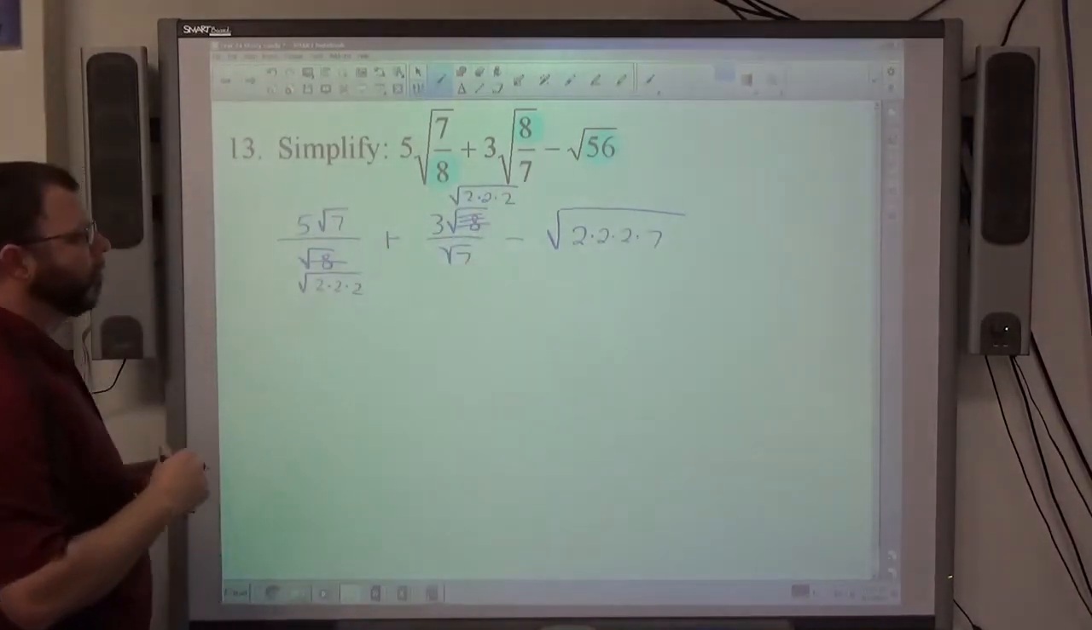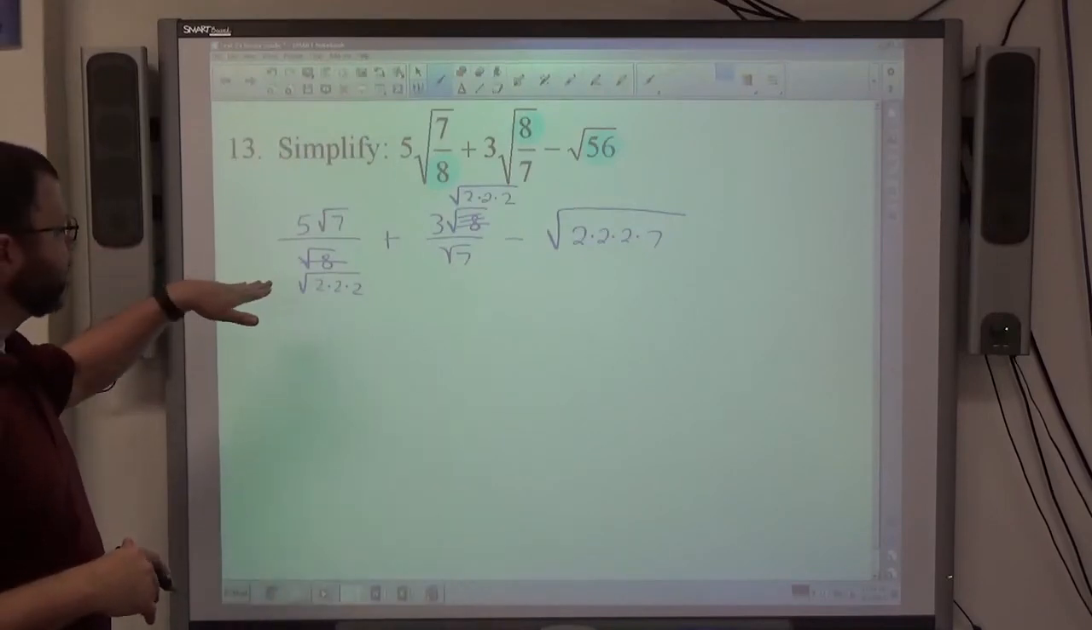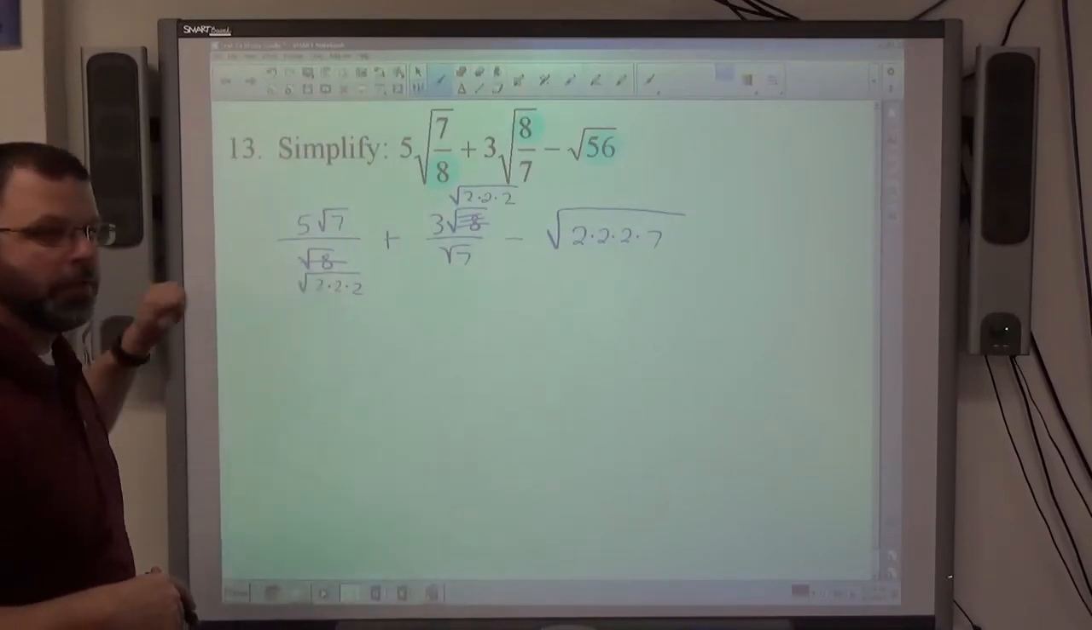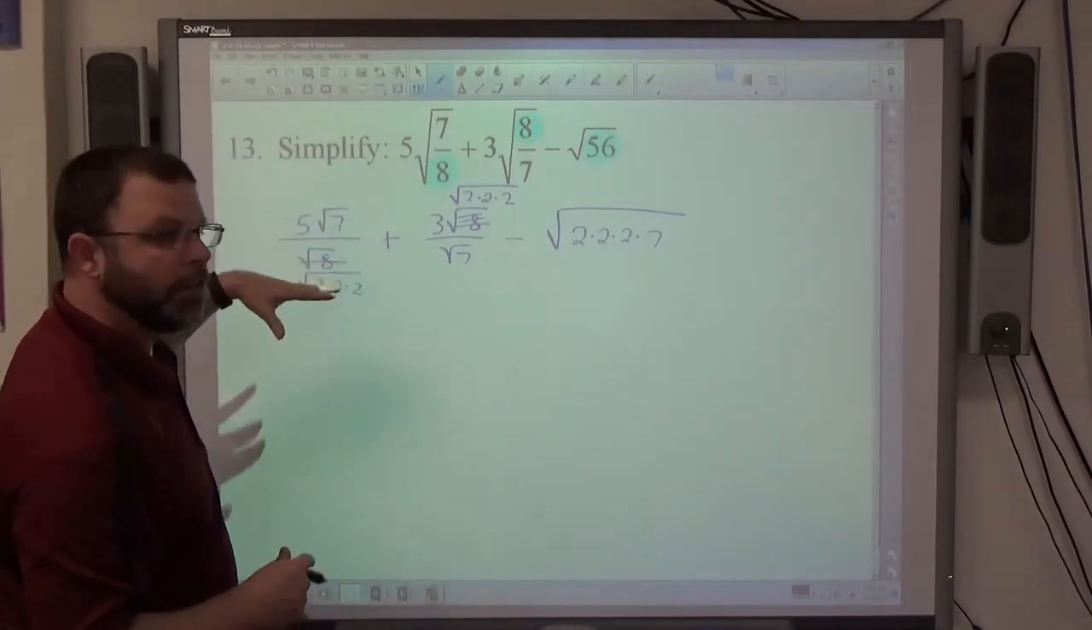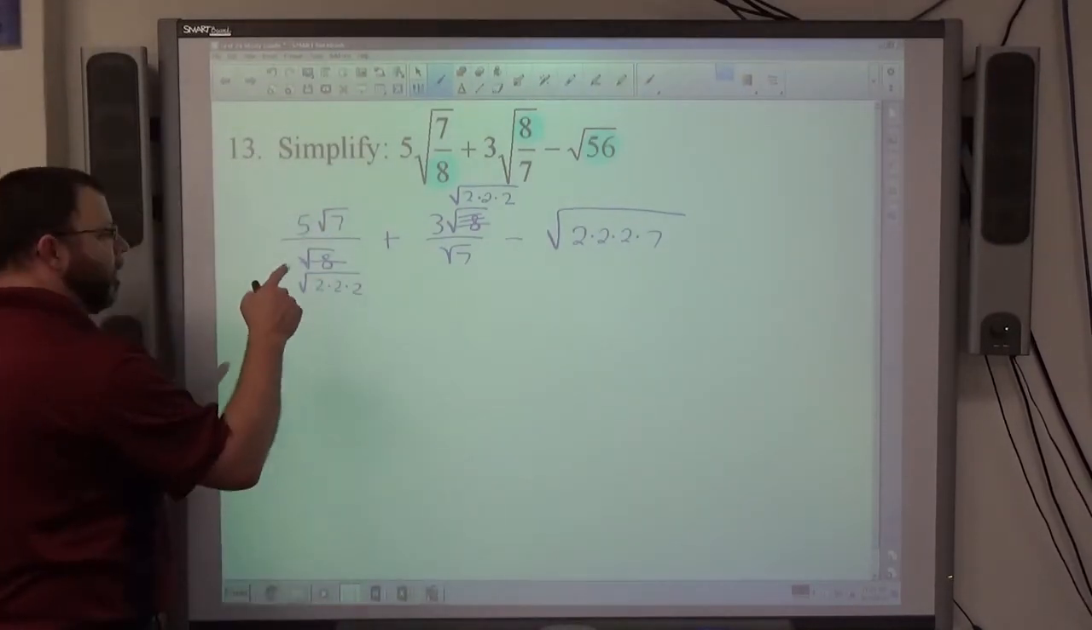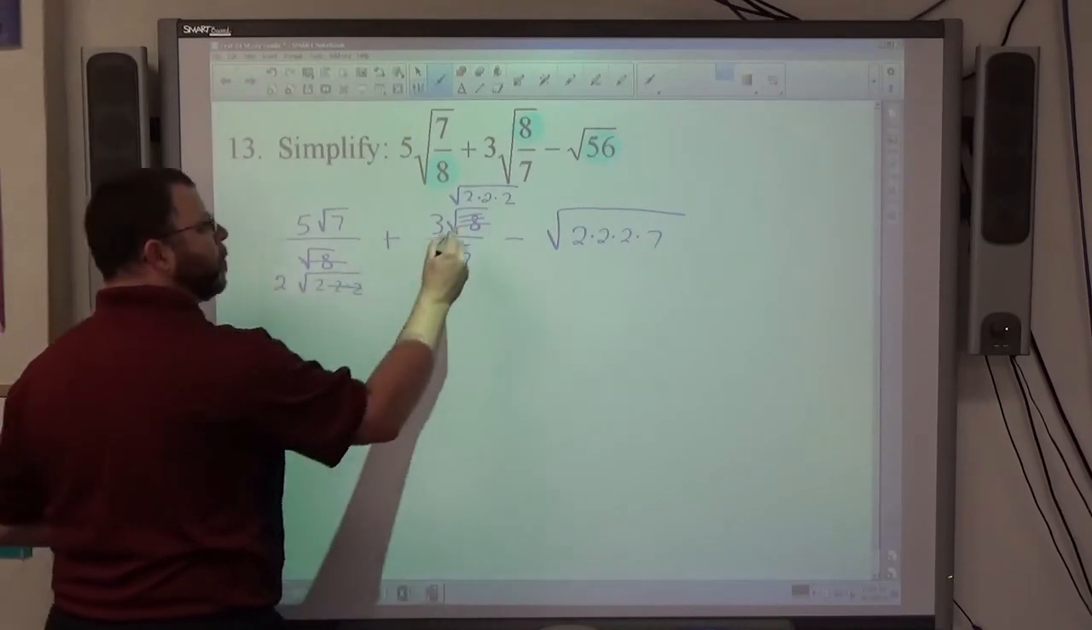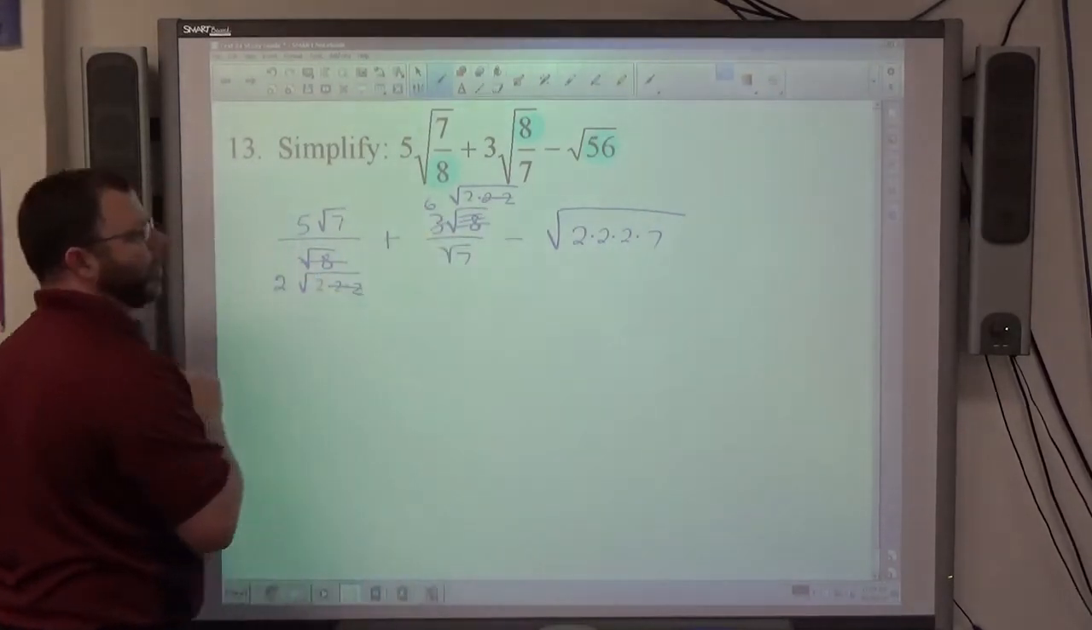7, of course, is prime, so I can't do anything to it. But 8 is composite, and it has a perfect square factor in it. So before I start worrying about multiplying top and bottom by the square root of 8, which you might jump right to, this becomes 2 times the square root of 2. This becomes 6 times the square root of 2.